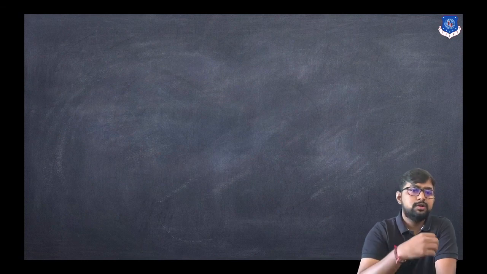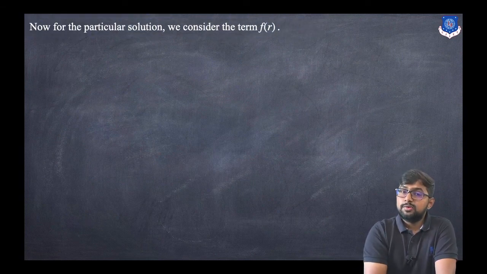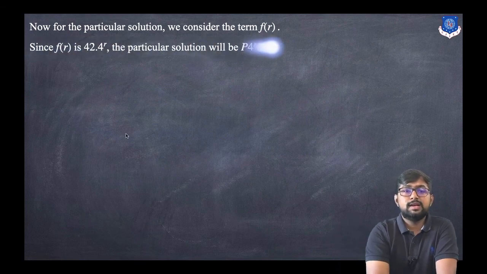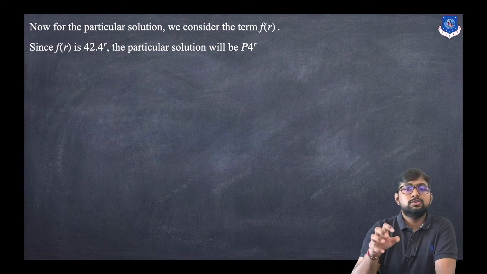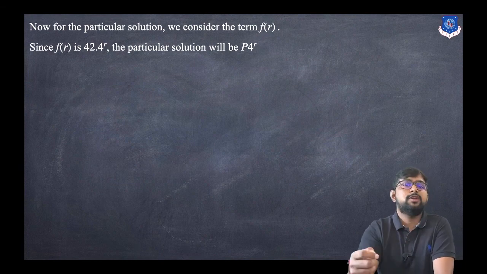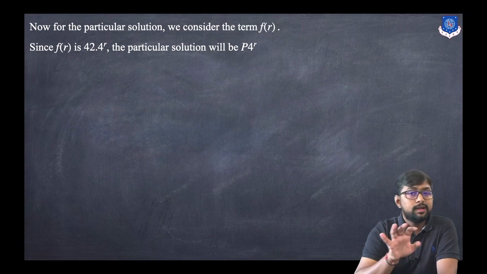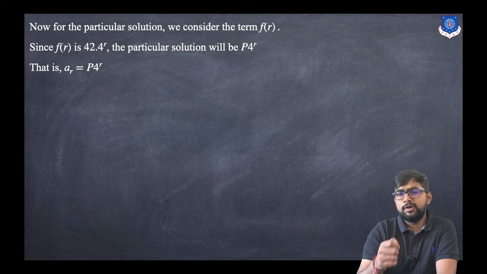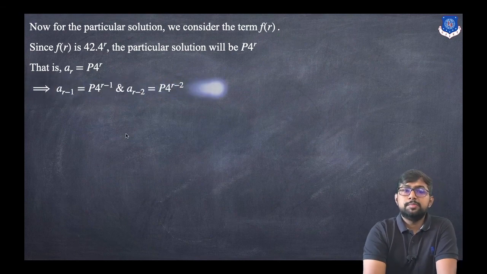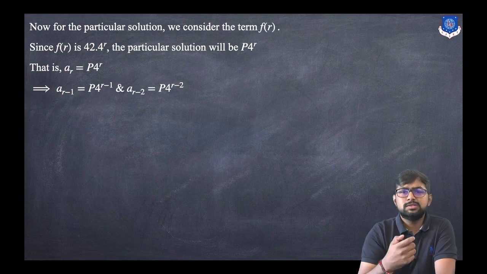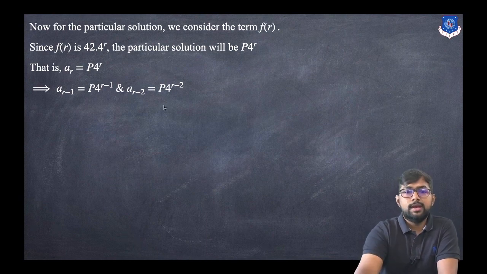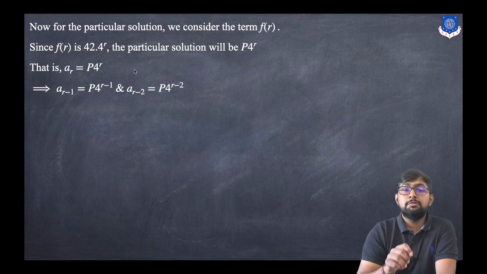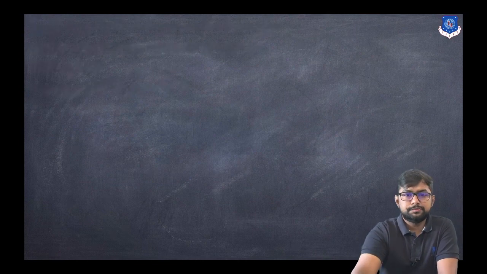Now for the particular solution, consider the right hand side, that is f(r). Here the right hand side is 42 into 4 raised to r. So the solution will be p 4 raised to r, because 4 is not a characteristic root. So a_r will be p 4 raised to r. That means a_(r-1) will be p 4 raised to r minus 1, just replace r by r minus 1. In the same manner, a_(r-2) will be p 4 raised to r minus 2.